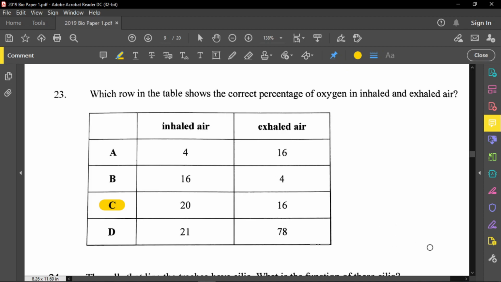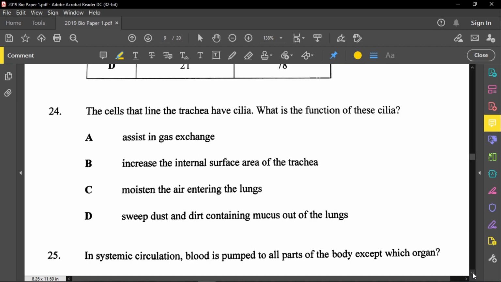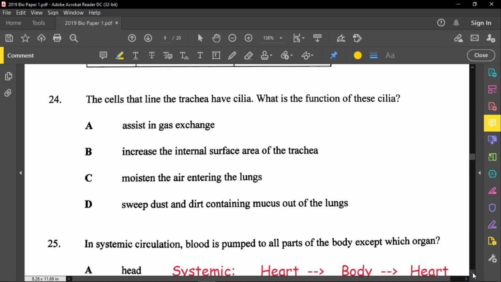Now let's jump into question number 24. Question 24 said that the cells that line the trachea have cilia. Cilia are the hair-like structures. It said, what is the function of these cilia? The cilia will actually sweep dust particles, especially when they combine with mucus. So our answer here will be D.